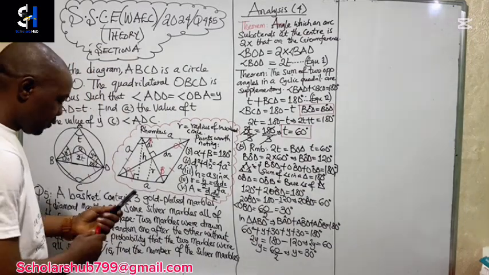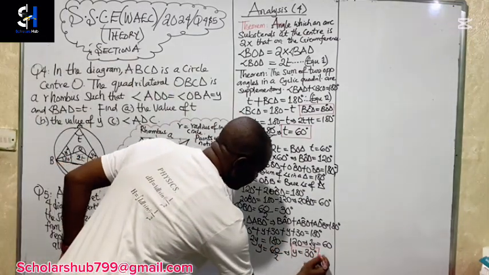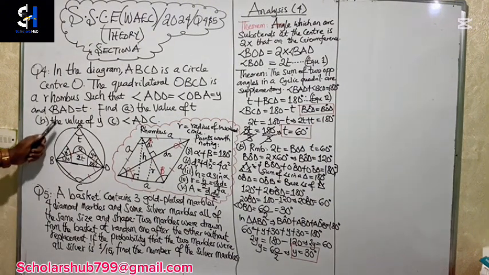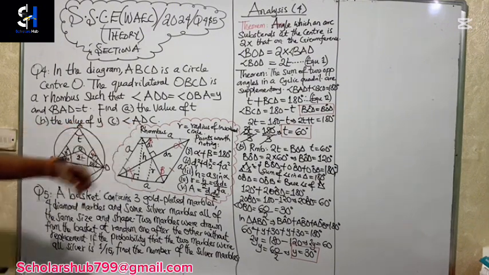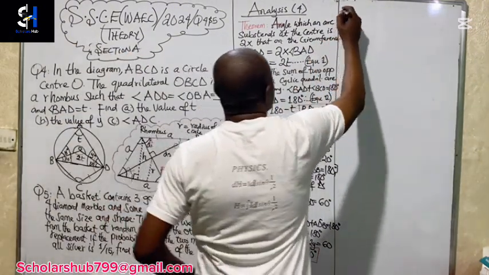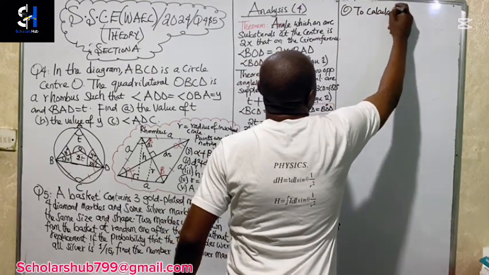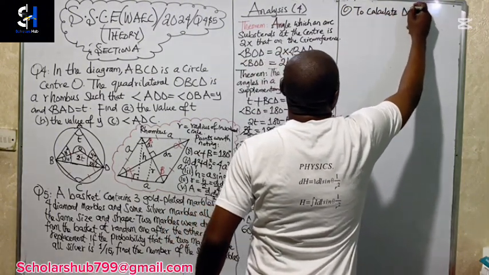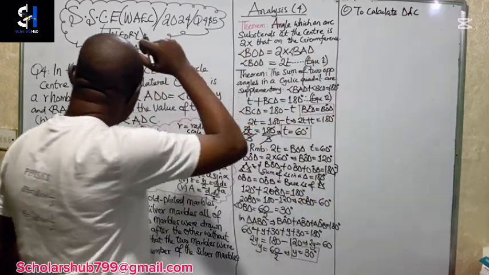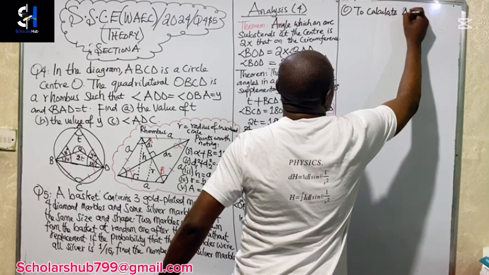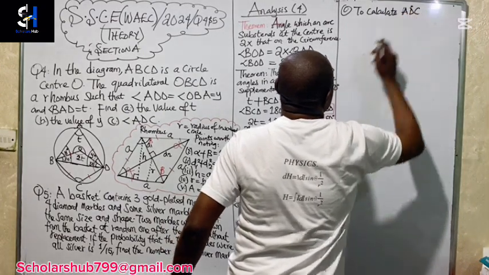So we just found the value of y. That's B, this nice guy, the value of y. All right, so now, moving on. We want to again find DAC. To calculate DAC, that's C. To calculate ADC, this guy, to calculate ADC.